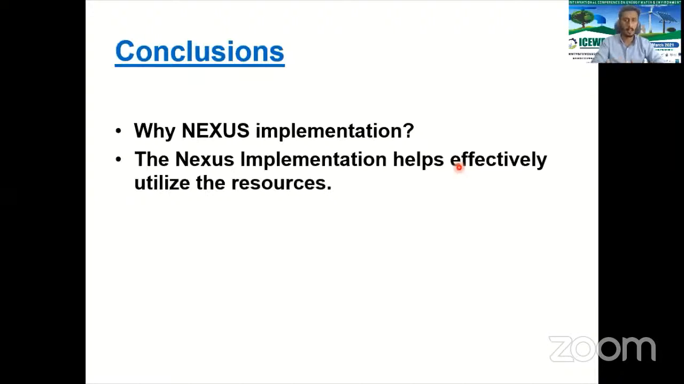Last but not least, after giving a brief scenario of my study, I would like to point out why we are focusing on Nexus implementation and how it helps us effectively utilize resources. Basically, in Pakistan or across the world, if we cater to the problems individually, the resource allocation is very high for the individual work to be done. So what we have identified is that if we implement the sustainable development goals in a nexus form, like we have done with SDG 6 and SDG 7, we can reduce the overall costs and the overall allocation of resources, which can lead to effective implementation of the sustainable development goals.